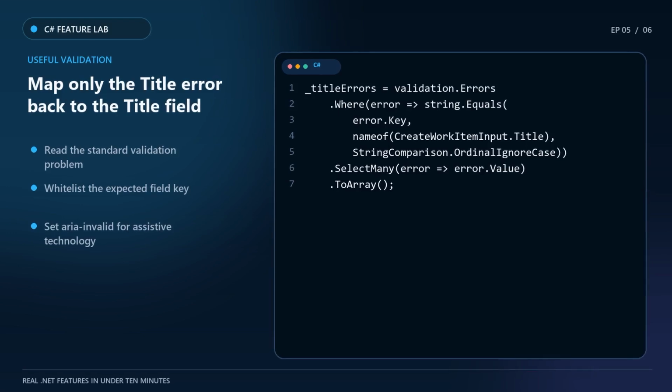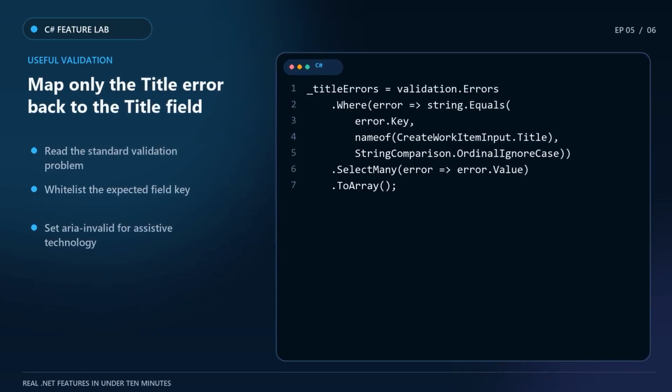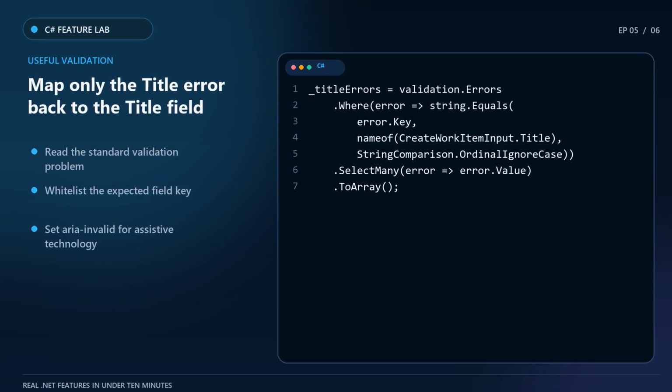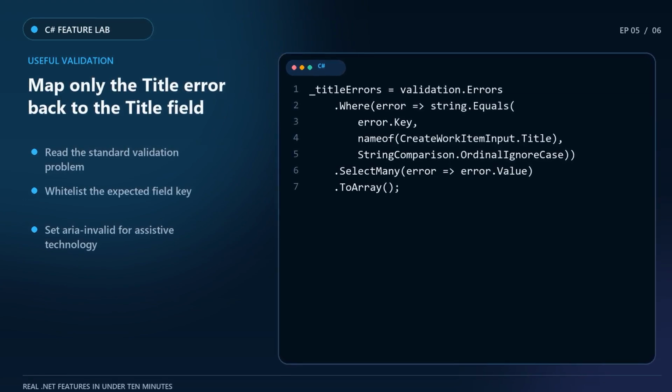A 400 response contains the existing validation problem contract. The adapter deserializes its errors dictionary, and the component selects only the expected title key before rendering messages beside that field. Whitelisting matters. A user interface should not blindly print every key or arbitrary server text into the page. The input sets ARIA invalid when the list is non-empty and points to the error container with aria-describedby.